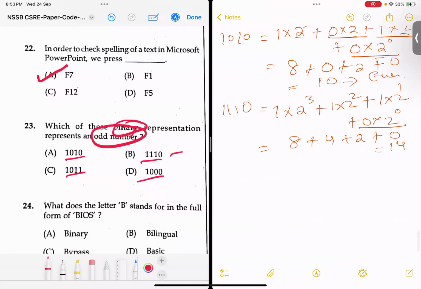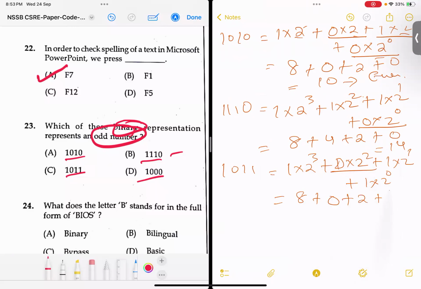Let's come to the third option, which is 1011. Okay, so it will be 1 into 2 to the power 3, plus 0 into 2 to the power 2, plus 1 into 2 to the power 1, plus 1 into 2 to the power 0. It will be 8 plus 0 plus 2 plus 1. It will be 11. So this is an odd number. Okay, so the correct option is C.